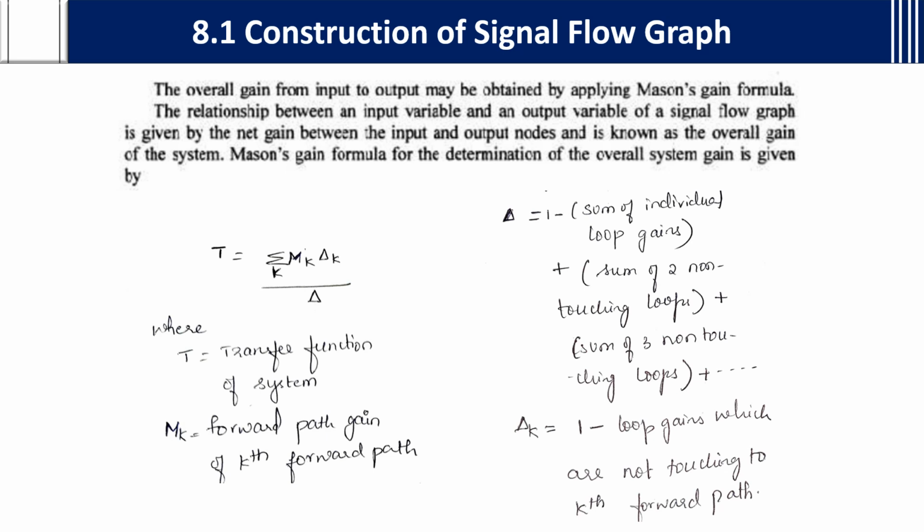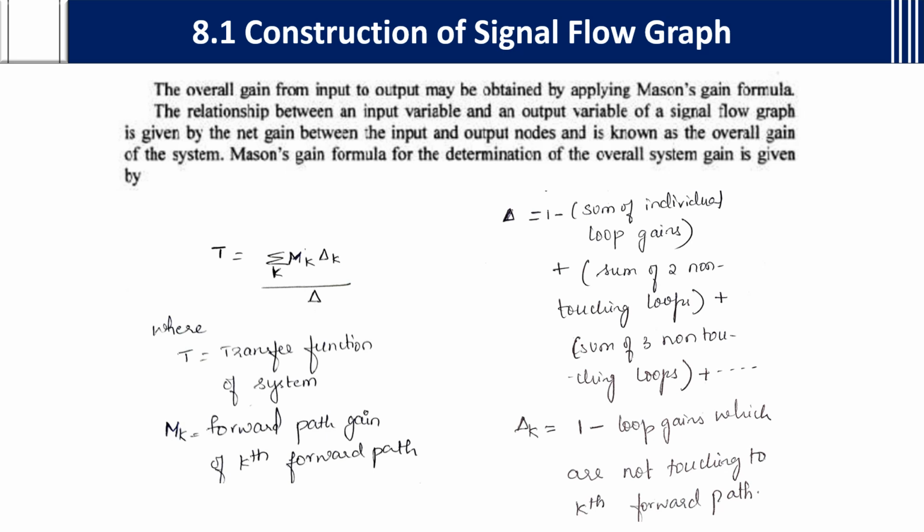Mason's gain formula for the determination of the overall system gain is given by T equals summation over k of Mk into delta k by delta, where k runs over however many forward paths there are. T is the transfer function of the system. Mk is the forward path gain of the kth forward path. How many forward paths are possible? Each has a gain.